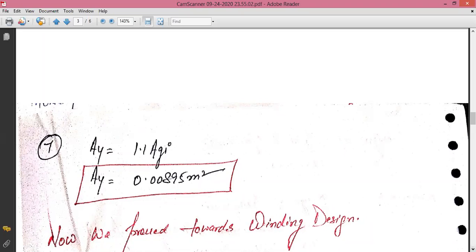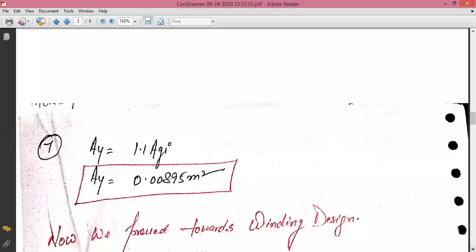Now after this, today we will start with the second design, that is called the winding design. How the winding of a transformer has to be calculated and how the winding design can be made. Shall I continue or should I wait? Sir, please continue. Okay, fine.